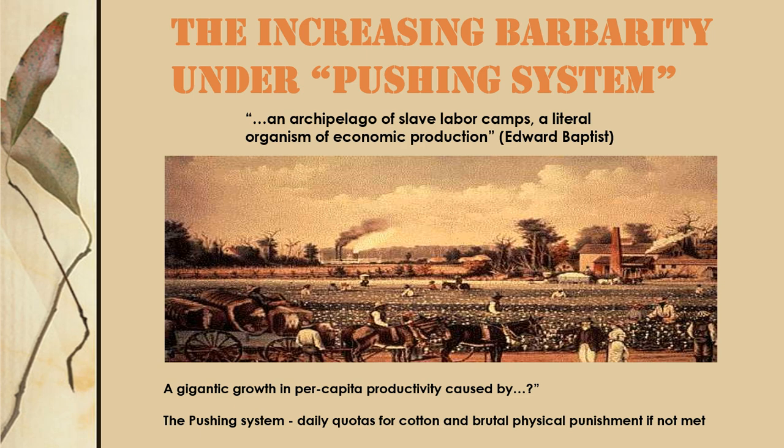There was a gigantic growth, say between 1815 at the end of the War of 1812 in the U.S., and the outbreak of the Civil War in 1861. So about a 40 to 50 year period. In that time, a huge growth in per capita productivity in cotton production. So productivity went up by sometimes 200, 300%.